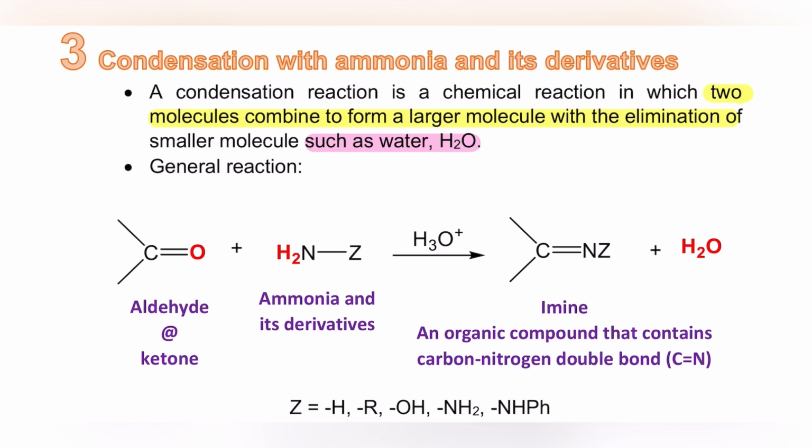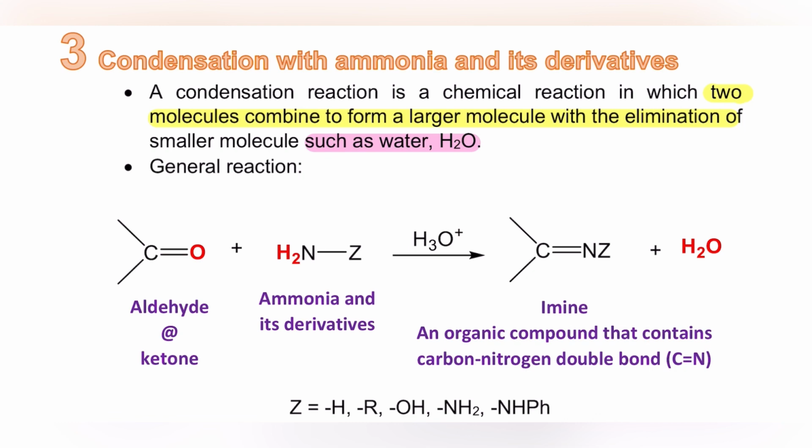So we have an aldehyde here or a ketone. This is our carbonyl group. And then you have ammonia. I'm going to choose ammonia with its functional group. Usually the functional group for ammonia is amino. So this is amino attached to Z. Z here can be any derivative of amine. We are going to discuss that later on after this. And then you have to undergo hydrolysis or acidic condition.